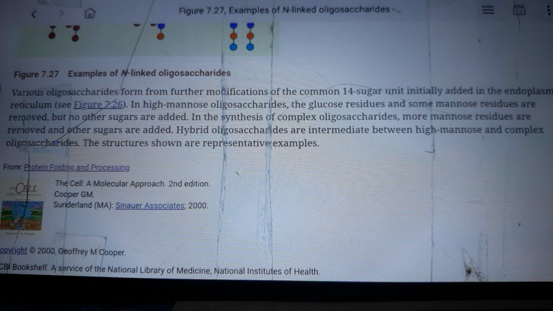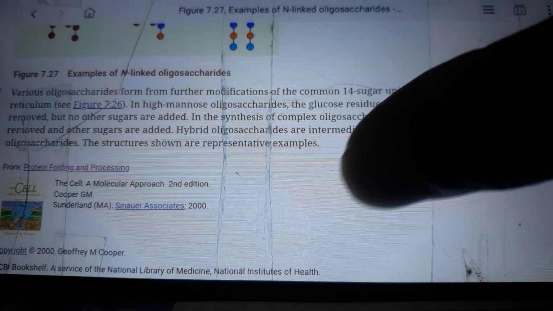And the glucose residues and some mannose residues are removed, but no other sugars are added in the synthesis of high mannose oligosaccharides. In complex oligosaccharides, no mannose residues are removed and other sugars are added. Hybrid oligosaccharides are intermediate between high mannose and complex oligosaccharides. The structures shown are representative examples.